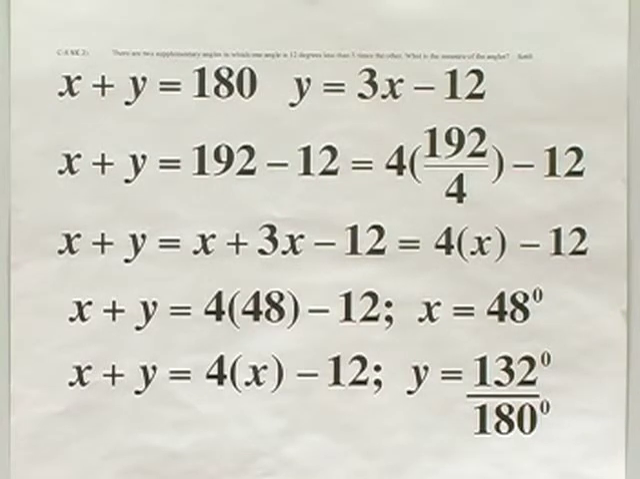I'm going to put it in the first equation. 48 plus y is equal to 180. Then I'm going to reformulate 180. I'm going to subtract 48, and I'm going to add 48 to 180. When I do the subtraction, I get 132. So y is equal to 132 degrees.